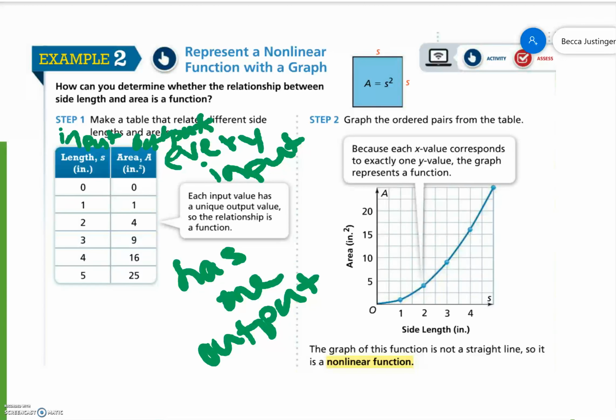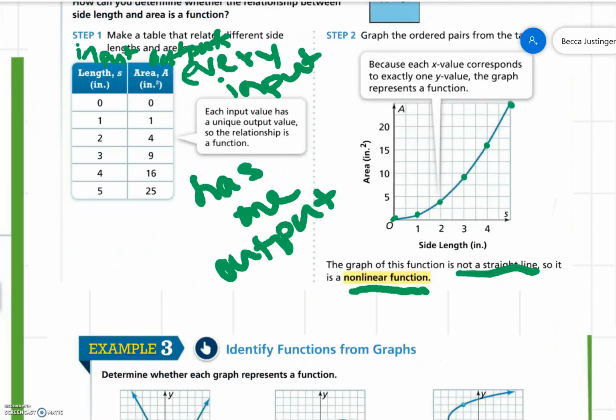Now we can graph that function. Put the points at (0, 0), (1, 1), (2, 4), (3, 9), (4, 16), and (5, 25). The graph of this function is not a straight line, so it is a nonlinear function. Remember, linear means line.